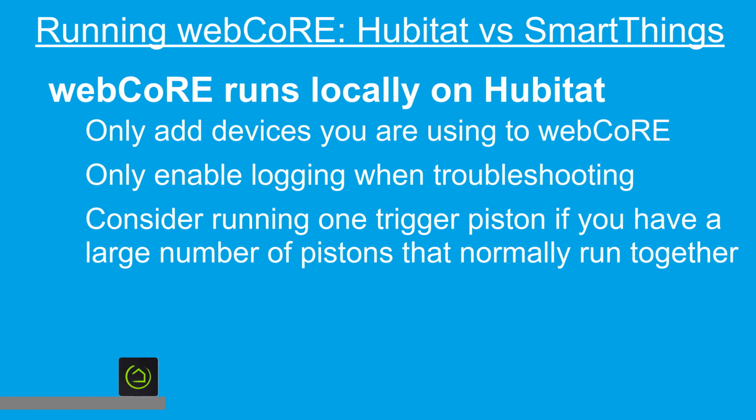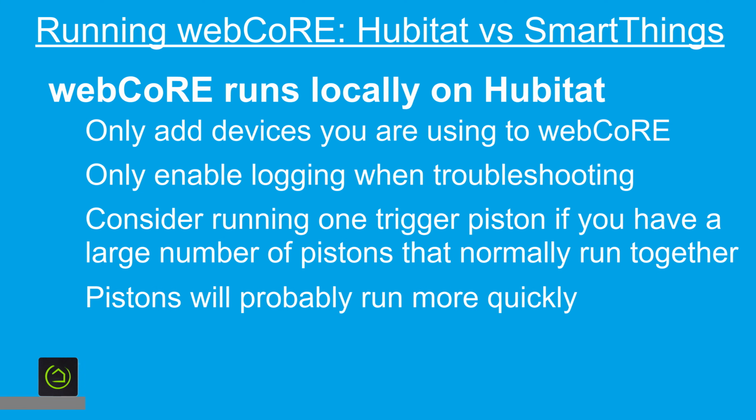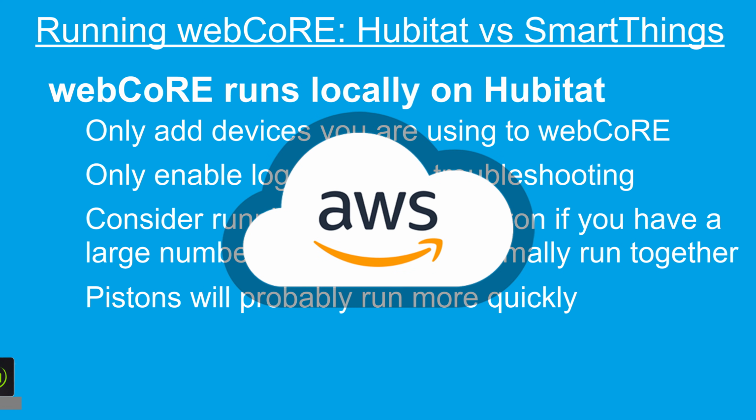While running webCoRE on Hubitat might seem like a bad idea when hearing of all these considerations because of resource constraints, overall webCoRE on Hubitat seems very stable, and because everything runs locally on Hubitat, you will most likely see your pistons execute more quickly and more reliably because of being run locally. Also, because everything is self-hosted, if you lose internet or AWS goes down again, your automations won't stop working.